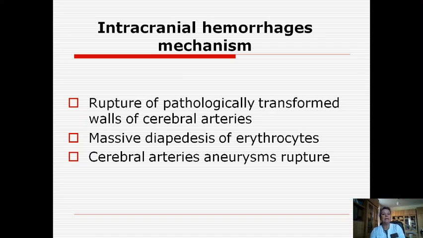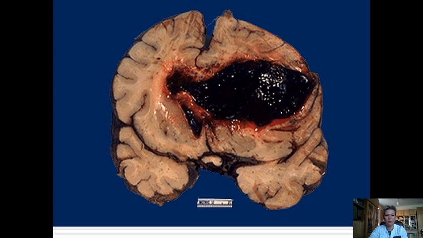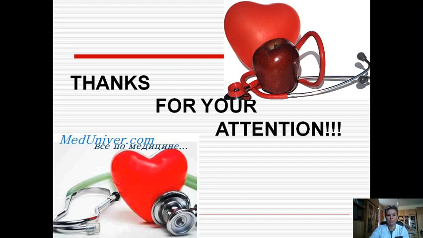What about the intracranial hemorrhages mechanism? It is a rupture of the pathologically transformed wall of the cerebral arteries. As a result, massive diapedesis of erythrocytes, and maybe cerebral artery aneurysm rupture. These massive hemorrhages are subarachnoid, for example, or intracranial with spreading to the ventricle. That is all the information, and thanks for your attention.